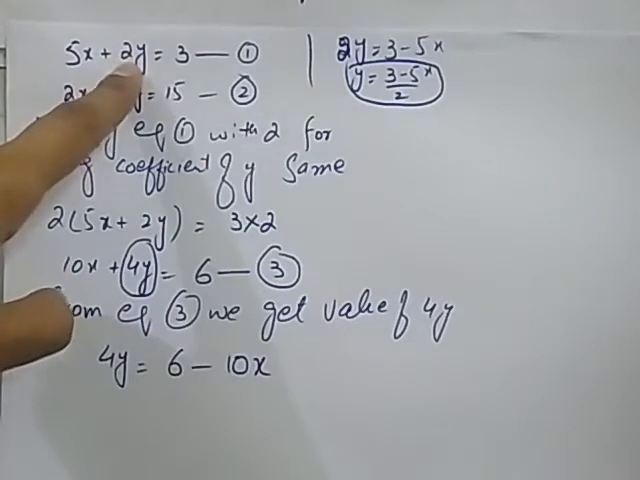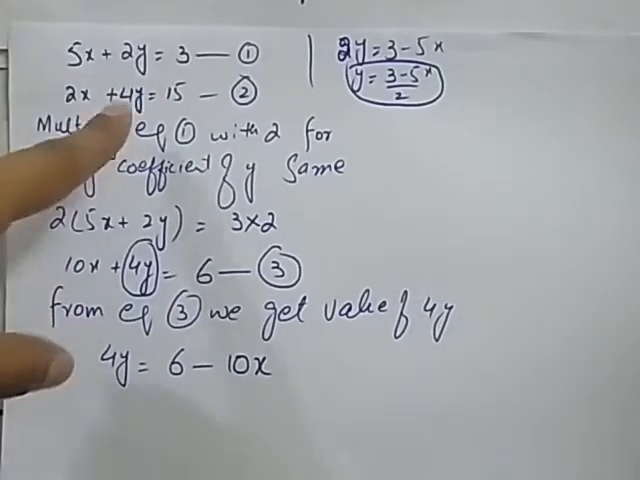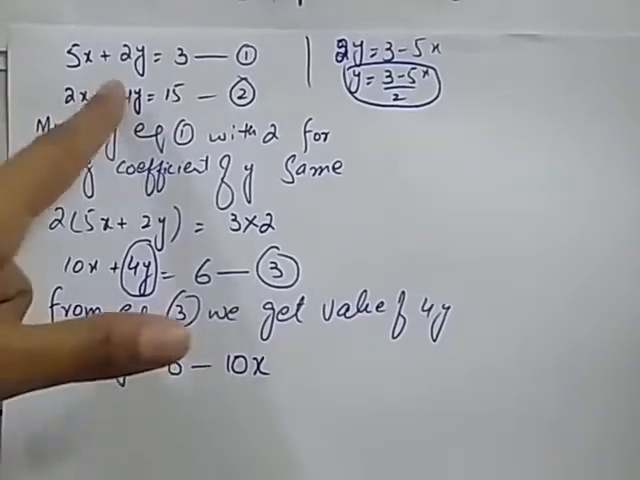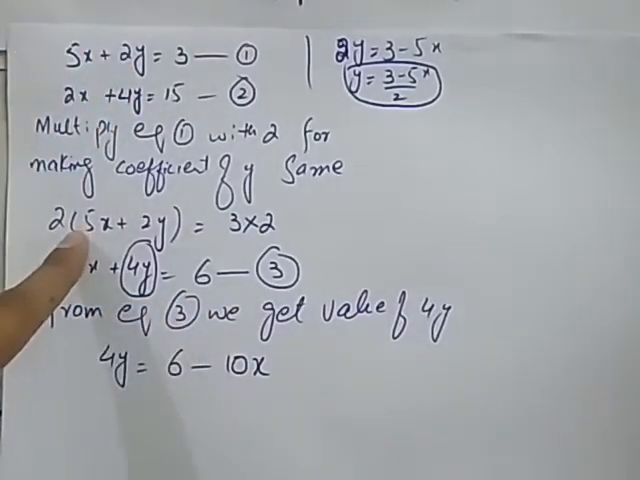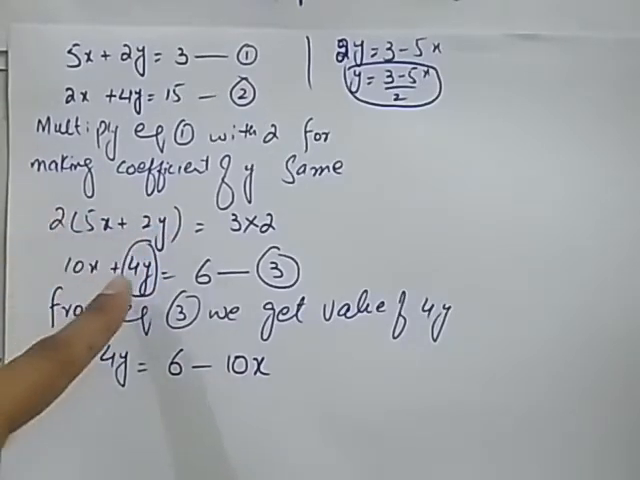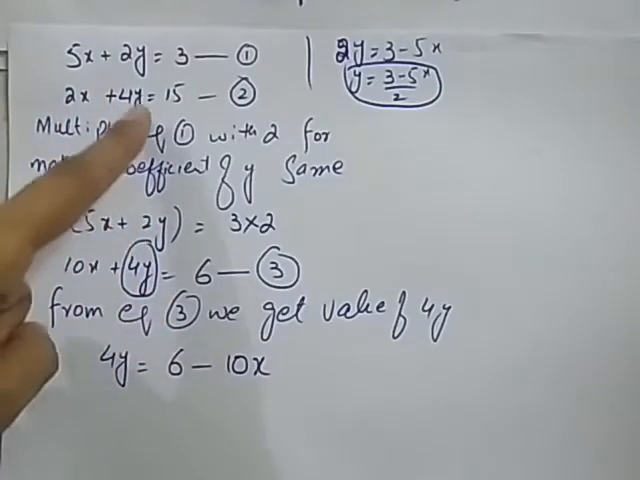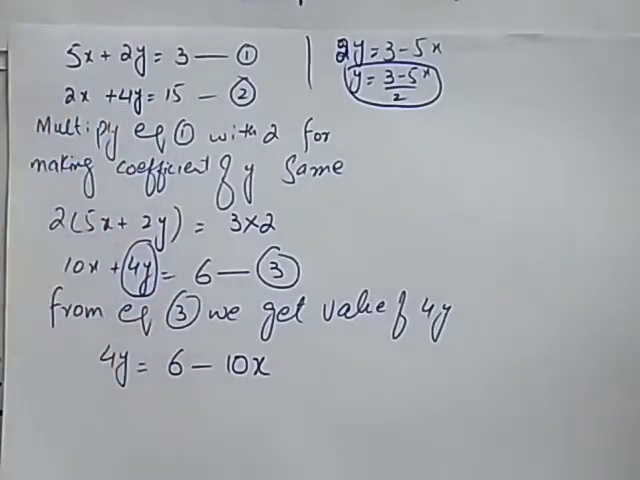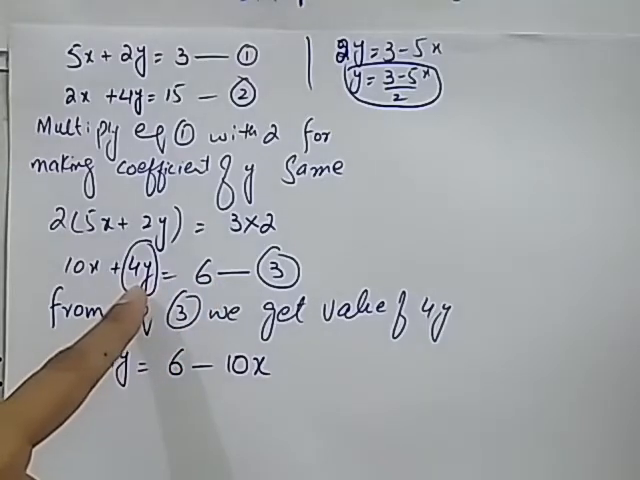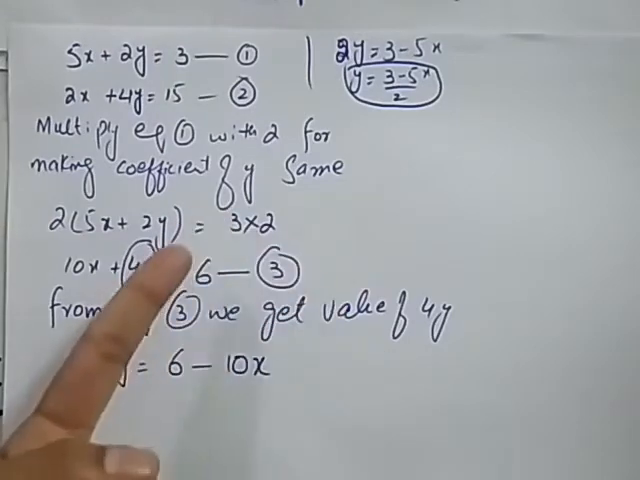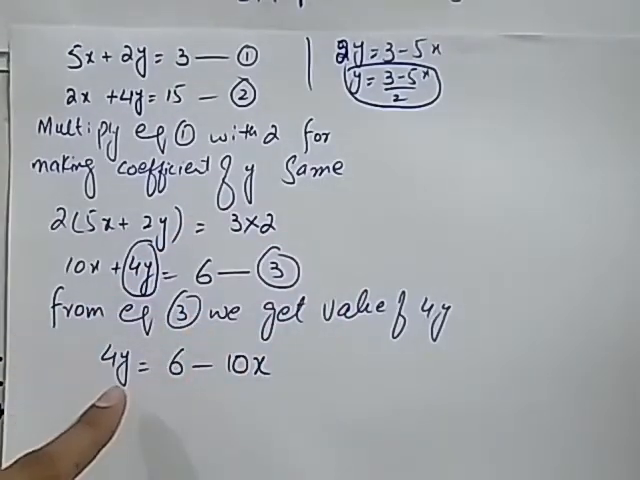Now you can see it was easy for me to replace the value of 4y, because 4 is a multiple of 2, so I made it 4. I converted equation number 1 by multiplying it with 2, and by multiplying it I got the value of 4y. Now you can see that in equation number 2 and equation number 3, the 4y are the same. When the coefficients of the variable are the same, it becomes easy for us to take the value. Now from 3 I took the value of 4y. The 4y will remain the same and this 10x is to be shifted to the other side: 6 minus 10x.